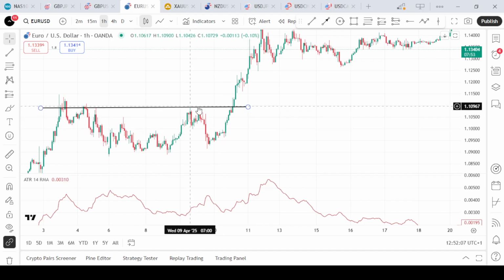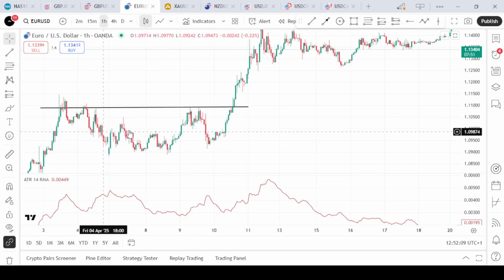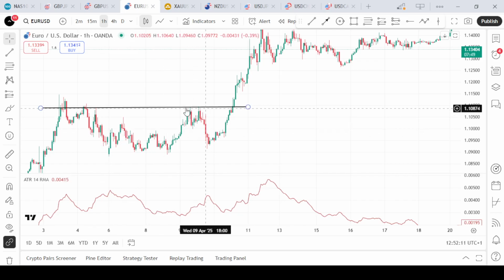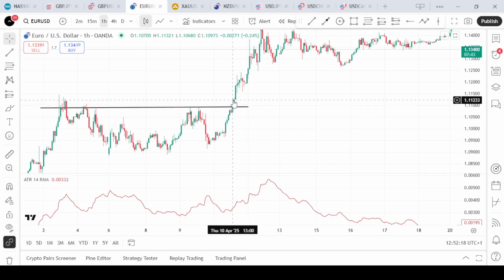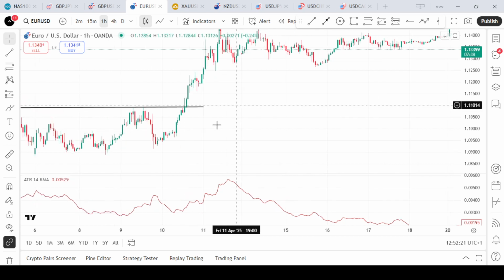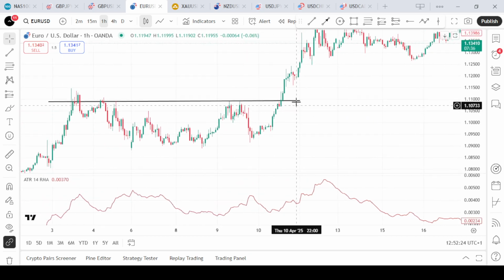This is also known as a breakout entry. You start by identifying the key support or resistance level. You wait for price to break above. Once price breaks above the resistance level or the support level with strong momentum, and as you can see, price broke this resistance with strong momentum with a bullish candle close.